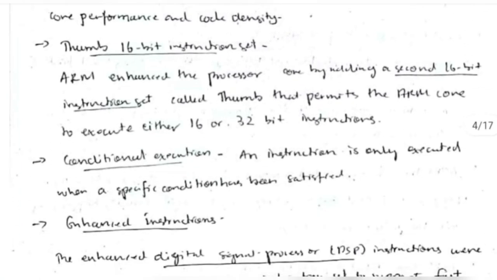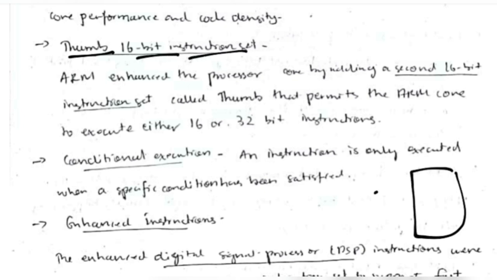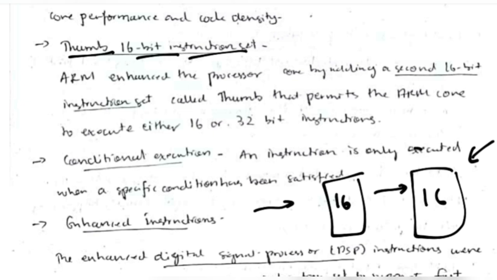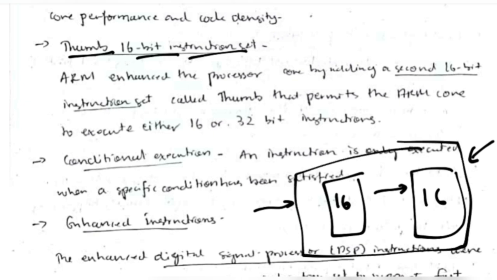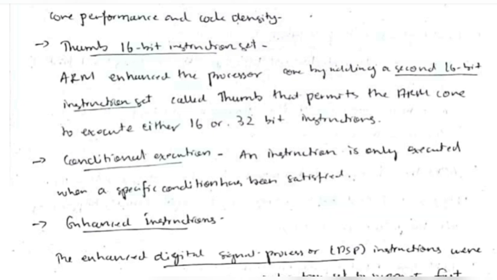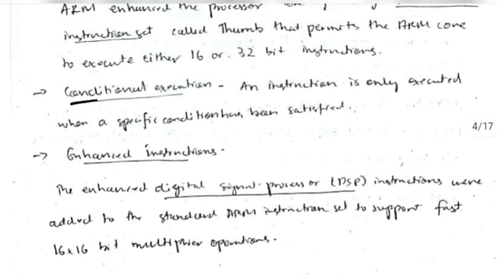After that we have Thumb instructions, the Thumb 16-bit instruction set, which is another instruction set that will add to the previous 16-bit one. So in total we have a 32-bit instruction set now, which can increase the scope of the total number of instructions per unit time, okay. And the fourth one is conditional execution.